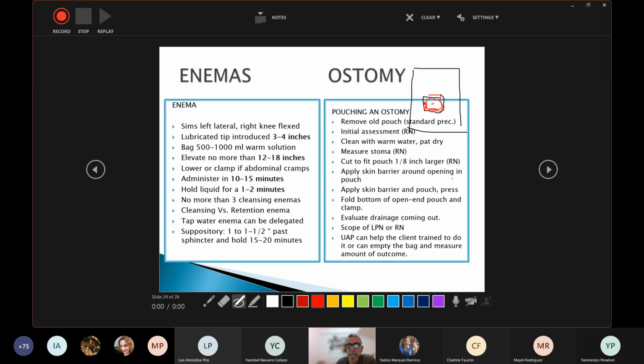Apply skin barrier, apply the base and push, and then apply the bag that is clicked to the base. Close the opening of the bag with the clamp, and document. You can delegate this to the LPN, and you can delegate to the CNA. They change the bag, but not cutting the wafer.